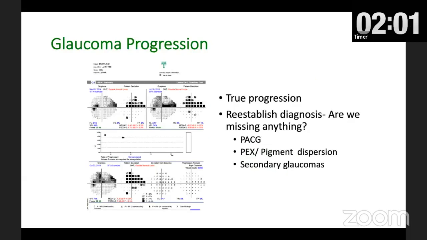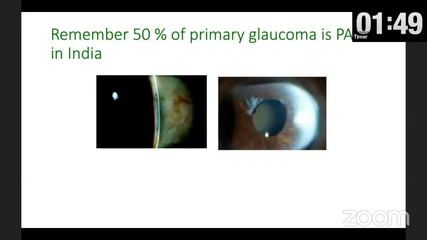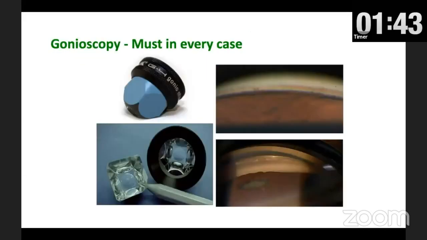And again, when you see a true progression, please re-establish your diagnosis. Have you missed anything? Was it an angle closure disease that you're treating as an open angle disease? Is there pseudoexfoliation or pigment dispersion that you didn't look at? Or has a secondary glaucoma been added, like neovascularization? It's important to remember that 50% of our primary glaucoma eyes are angle closure, and there's nothing more valuable than gonioscopy in your clinics to make sure that you detect them.